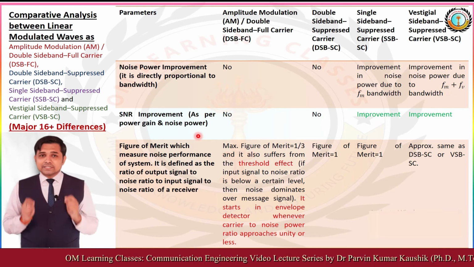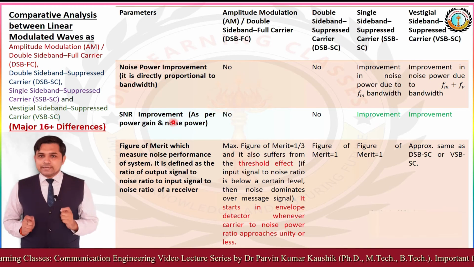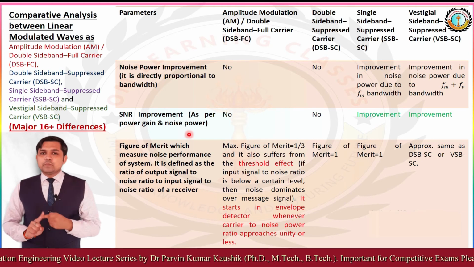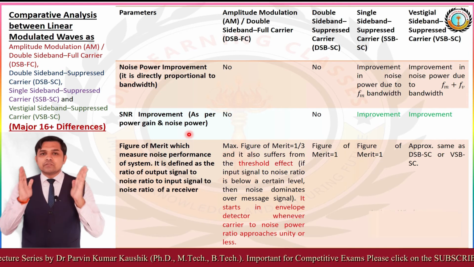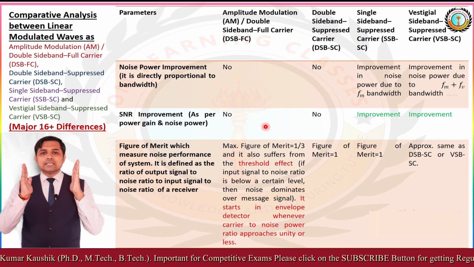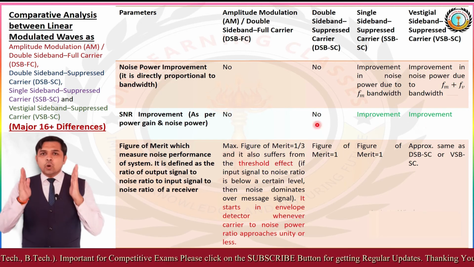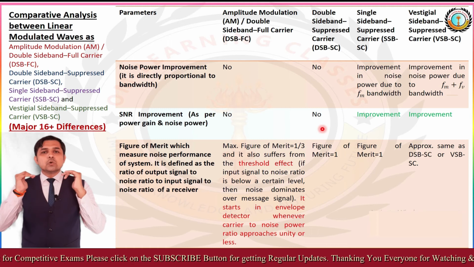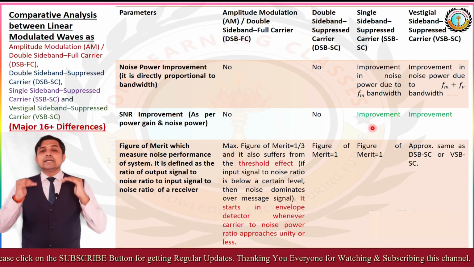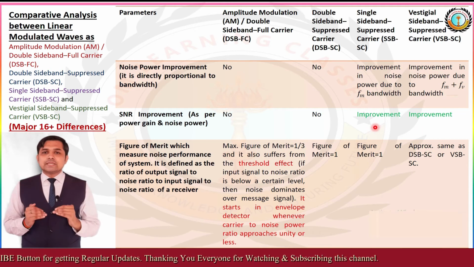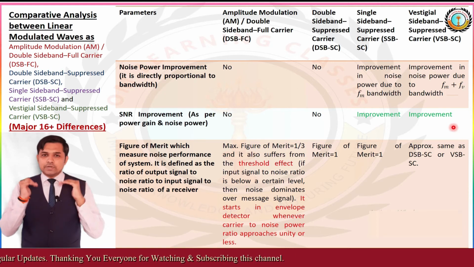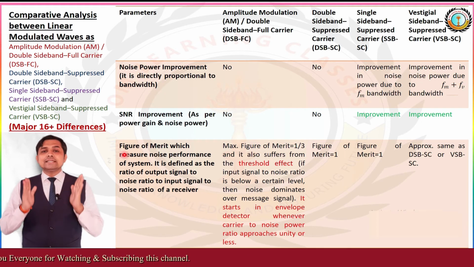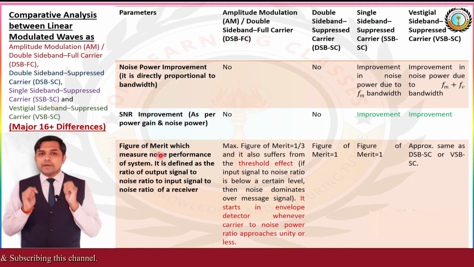Now we have another factor, that is SNR improvement, and that is corresponding to power gain and noise power improvement. Here in DSB full carrier or AM or DSB-SC there is no SNR improvement, but in SSB-SC and VSB-SC we have the improvement. Now we have another factor, that is known as figure of merit.